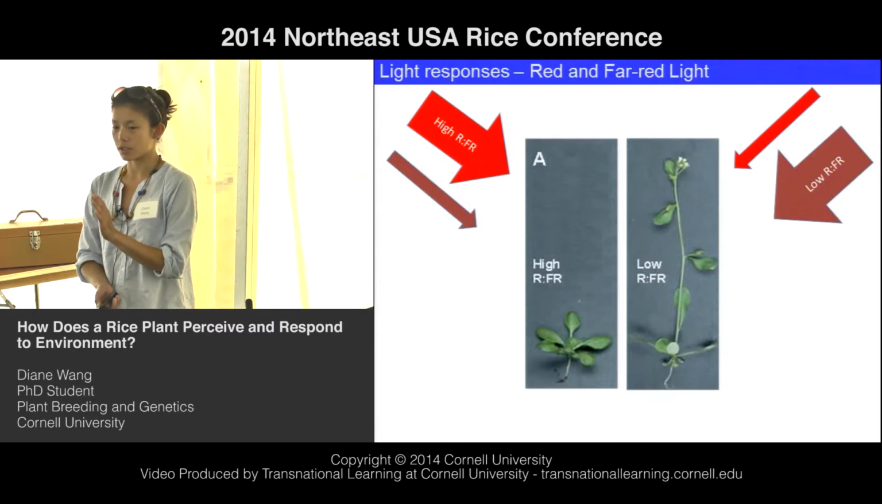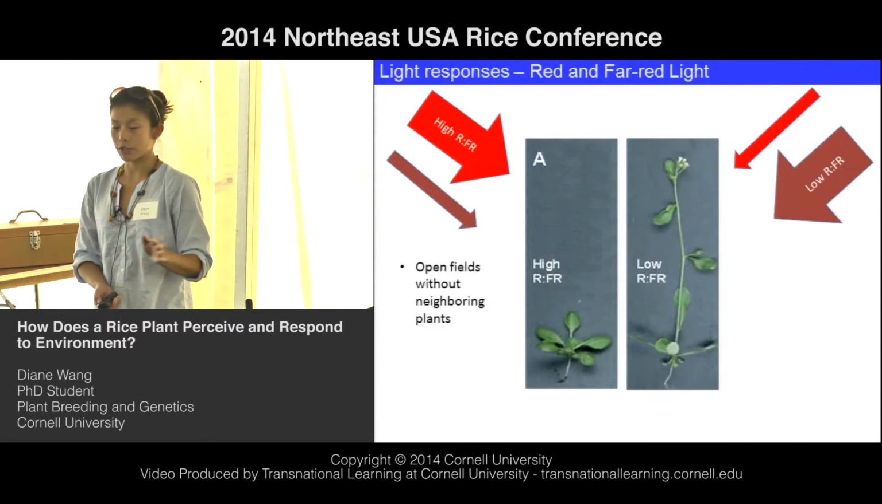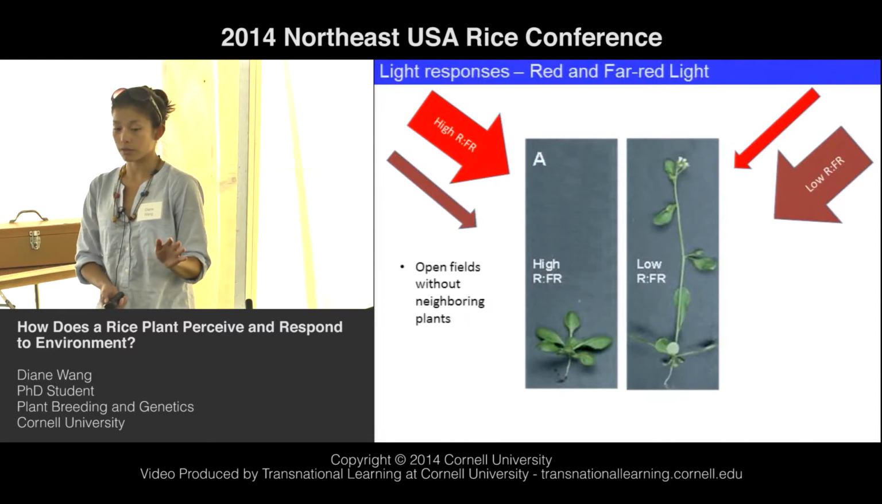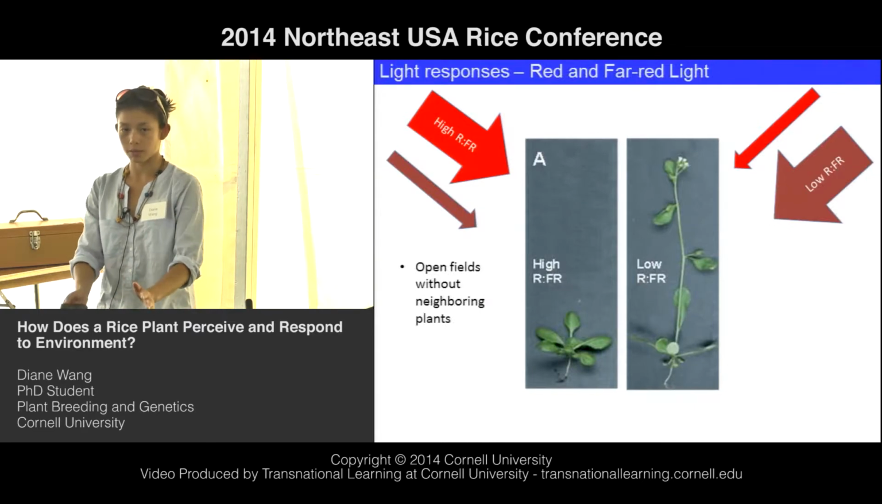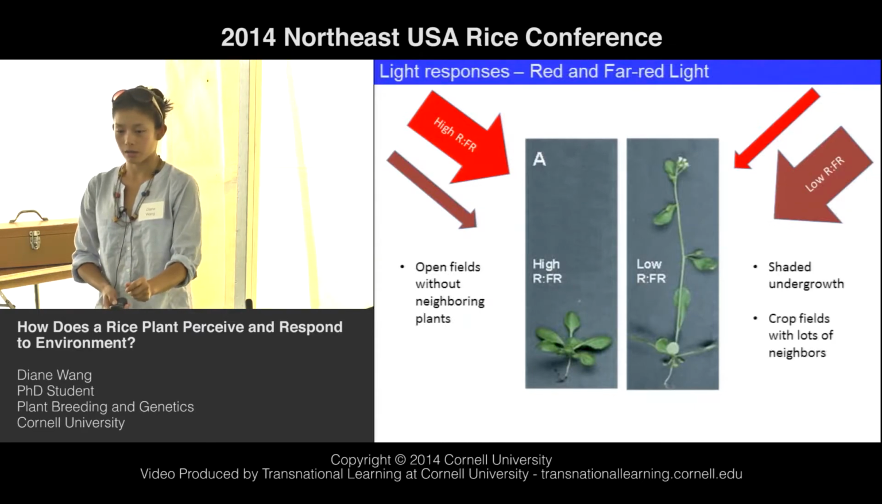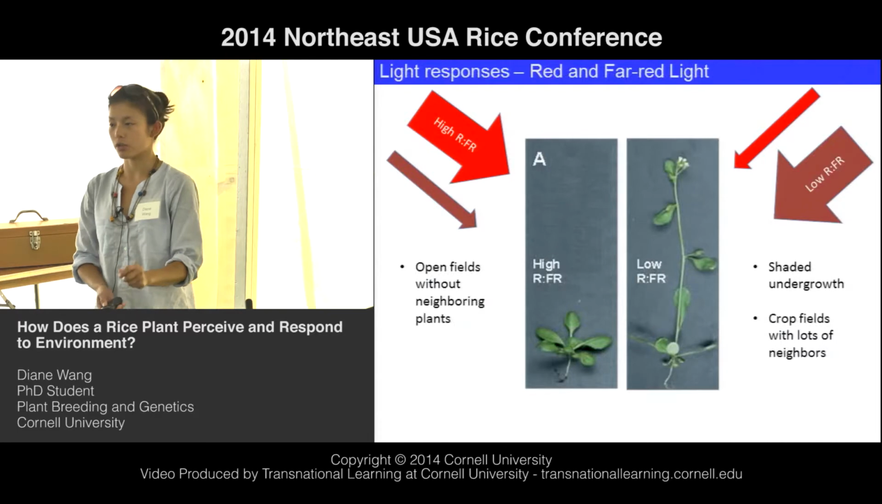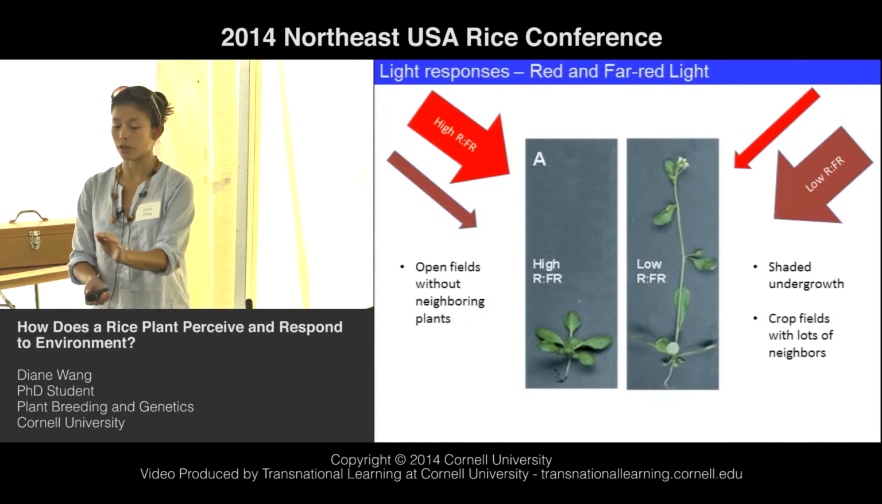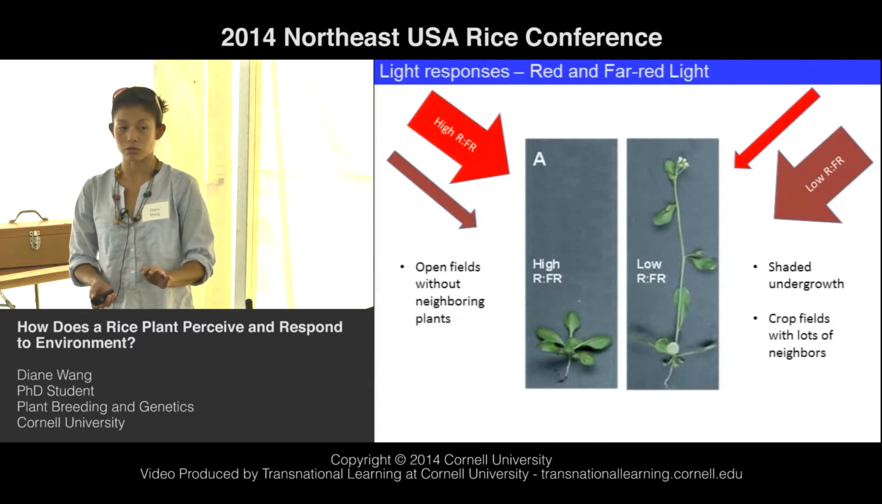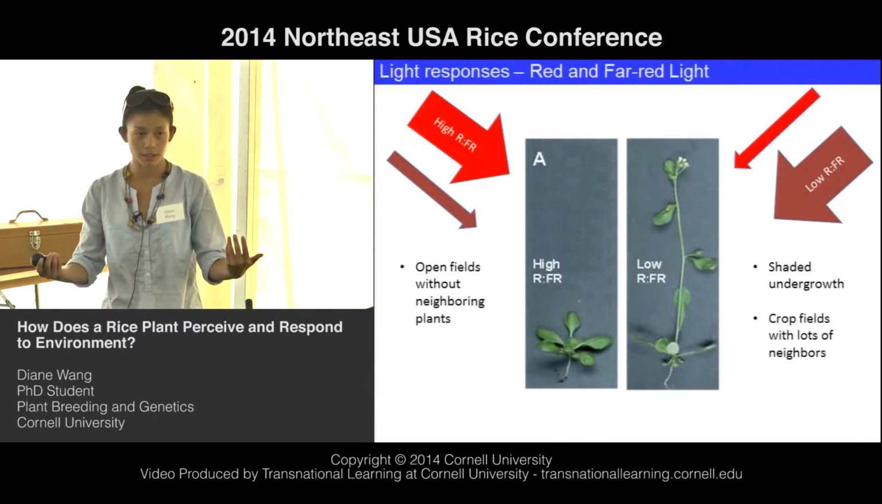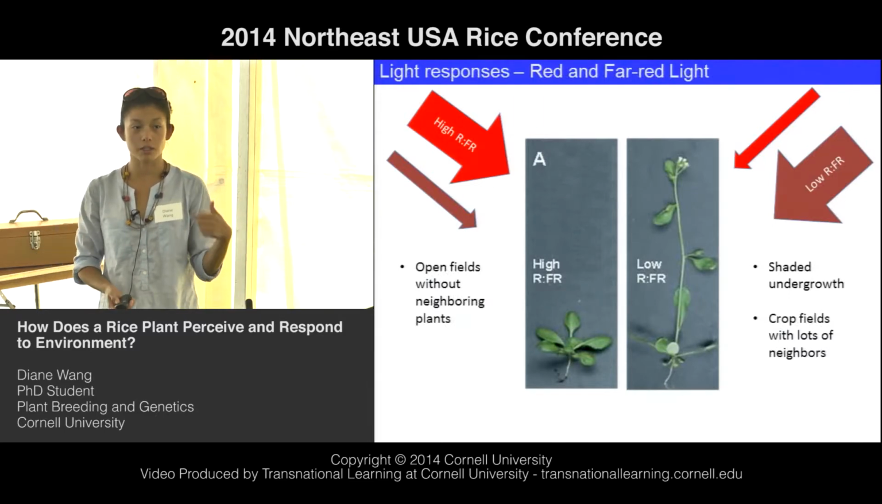And the reason they do this is the mechanism by which they sense their neighbors. So in open fields without any neighboring plants, you'll get sturdier, more bushy plants. And in conditions where the plants are in shaded undergrowth, or you can imagine a crop field that's really crowded with lots of neighboring plants, you're going to get this response unless you breed it out.